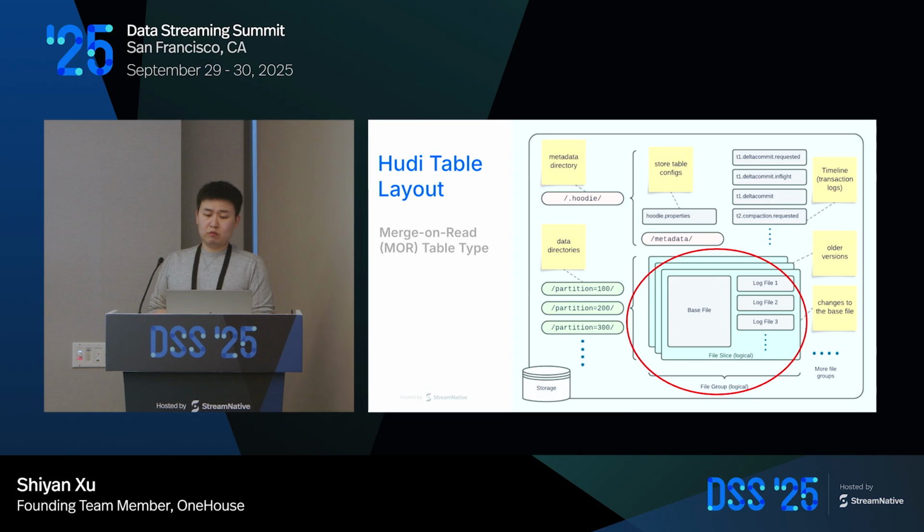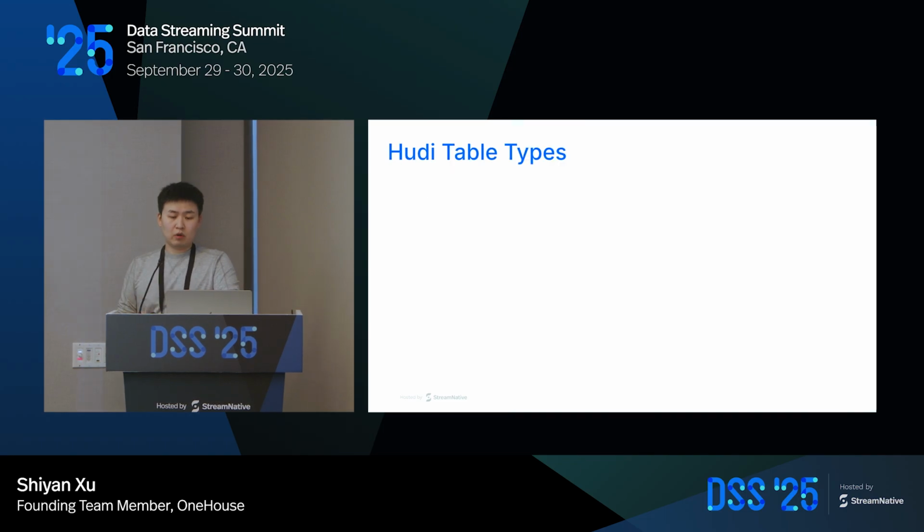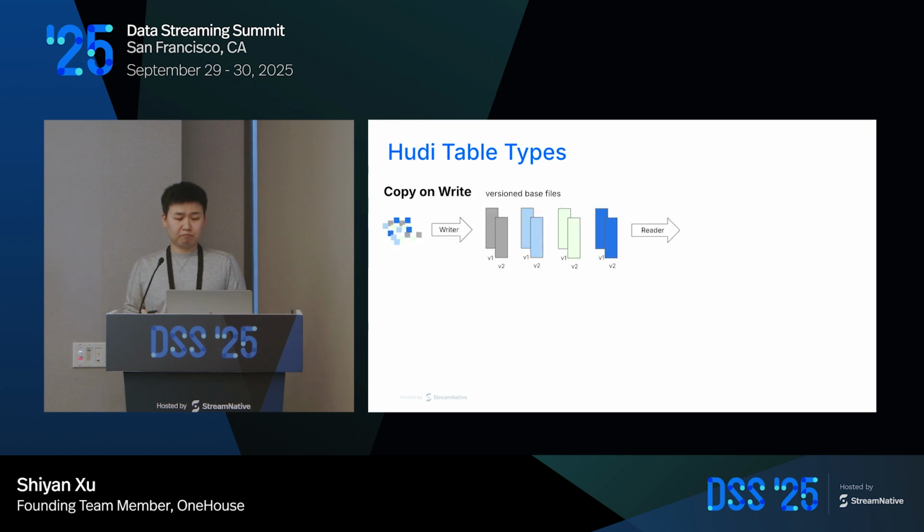Second, we have merge on read, or MOR table. Instead of rewriting the base file to represent the new version, MOR table buffers updates and deletes in log files alongside those base files. In order to read the latest version of the file slice, the Hudi reader must be able to merge the log files with the base file on the fly. You can run separate compaction jobs on MOR table so that it merges the log file with the base file to create a new version.